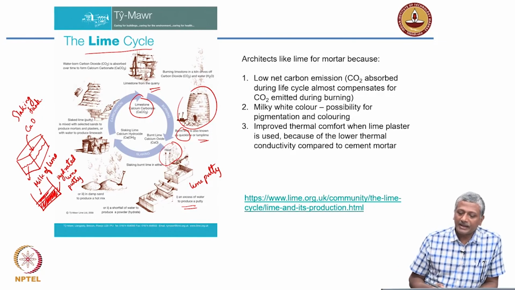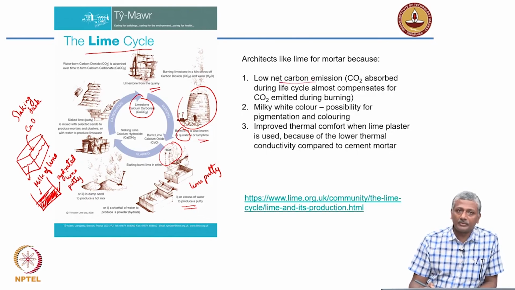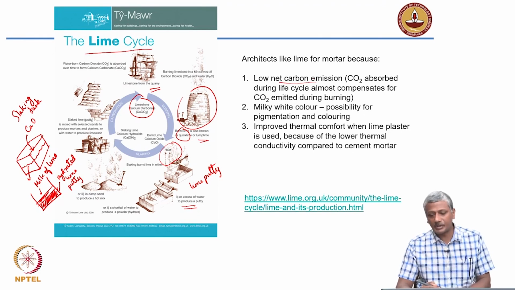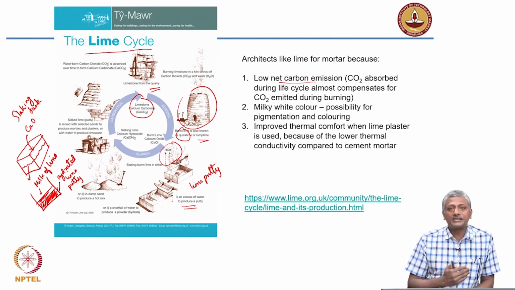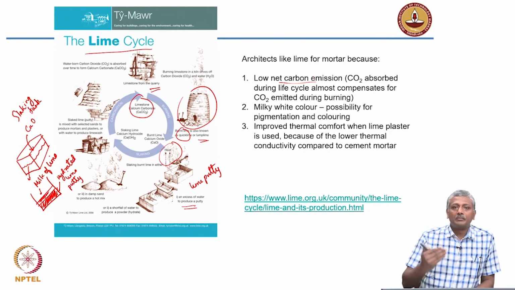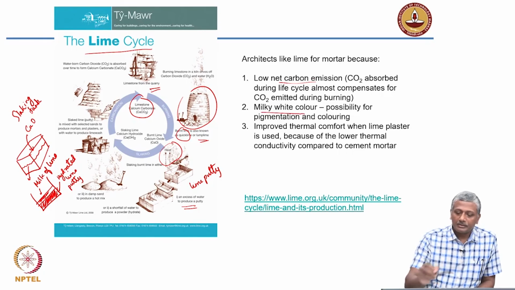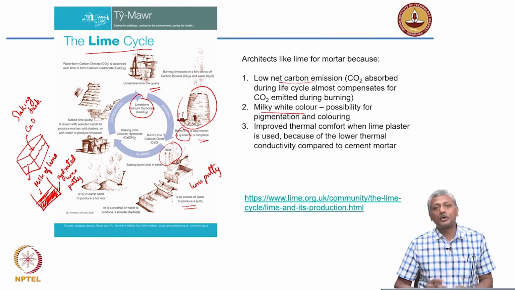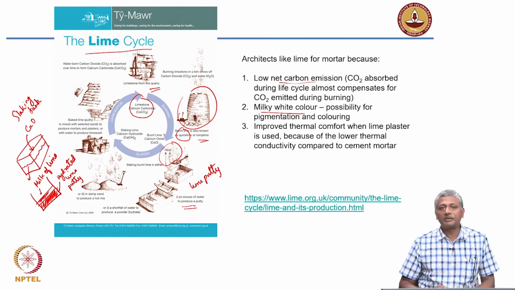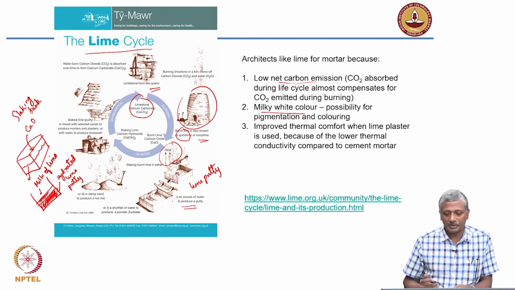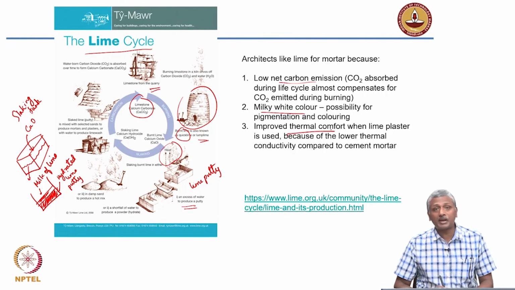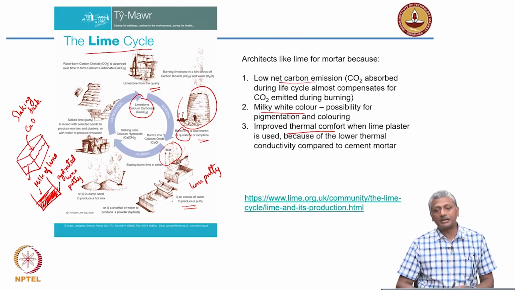Again, as I said, architects like lime for mortar because of net carbon emission being very low, not zero, it can't be zero, but it's very low. So the CO2 that is emitted during burning, most of it gets reabsorbed during the process of hardening. Pure lime mortar will have a milky white color, and that's very good for pigmentation. You can color it in different pigments. So that's why architects like lime mortar that way. And generally when lime plaster is used, you get improved thermal comfort as opposed to cement plaster because of the lower thermal conductivity.